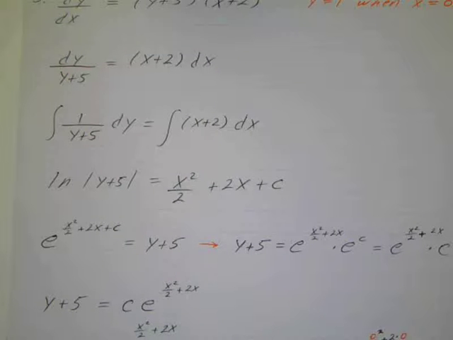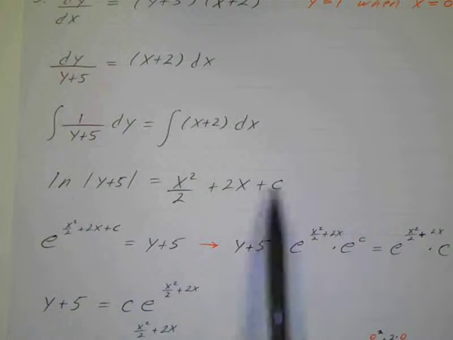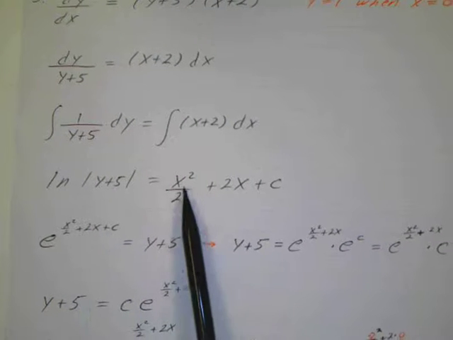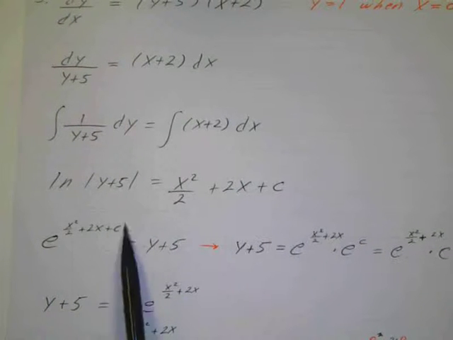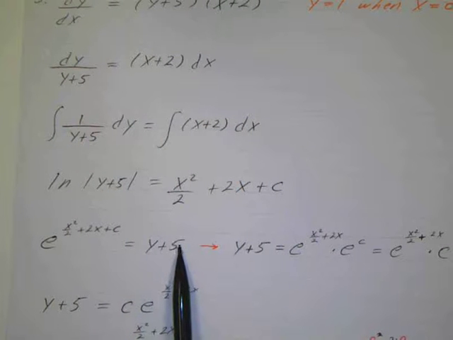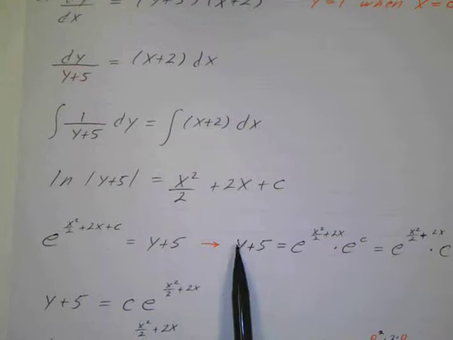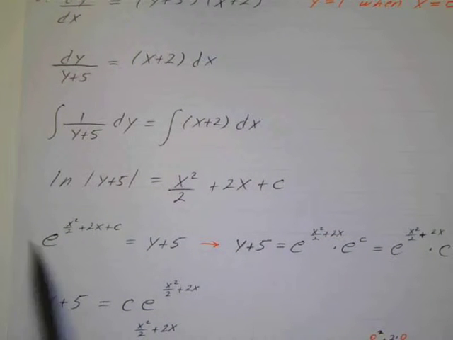Okay, again, I write it as an exponential equation. This is my base e, this is my exponent. So e to the x squared over 2 plus 2x plus c equals y plus 5, and that has to be positive, because e to a power is always positive, so we don't need the absolute value on that. And we can reverse and say y plus 5 equals this.